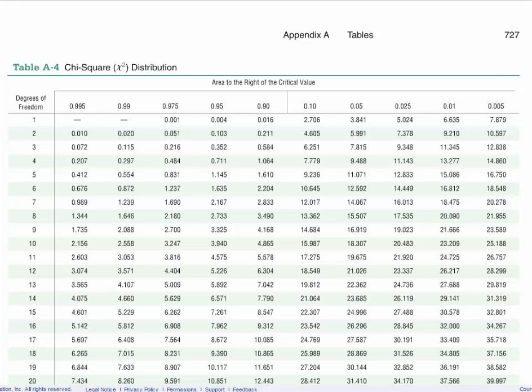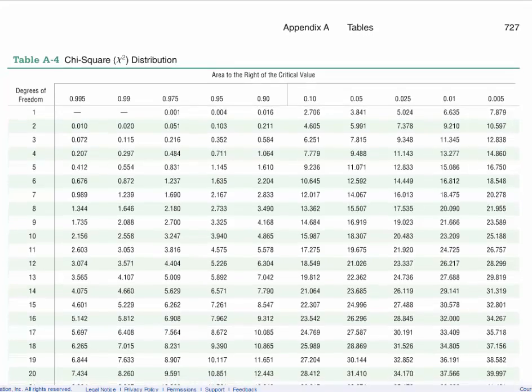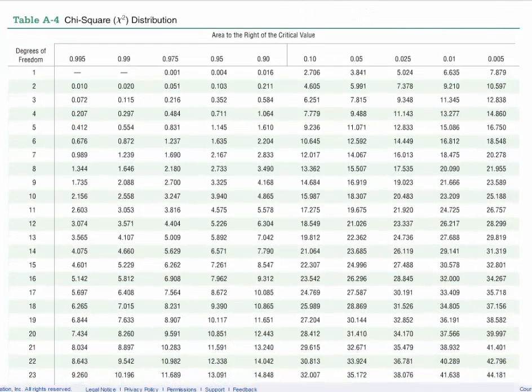So we're going to take a look at using the chi-square distribution table to find critical values. And we'll be using just this first page of the table, A4, and what we'll always be using is just this one column.